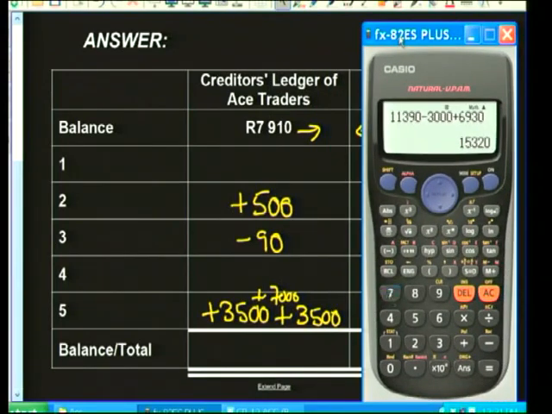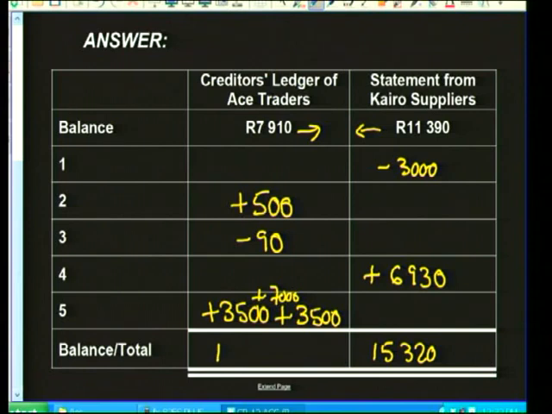Let's do the other side here. And here we have 7,000, let's cancel it. 7,910 plus 500 minus 90 plus 7,000, 15,320. Voila! We have managed to reconcile our balance that we were owing Ace Traders in terms of what they are outstanding, what we are owing them as well, 15,320. We have reconciled the two balances. We have brought them together.